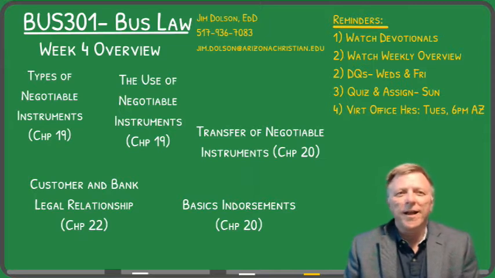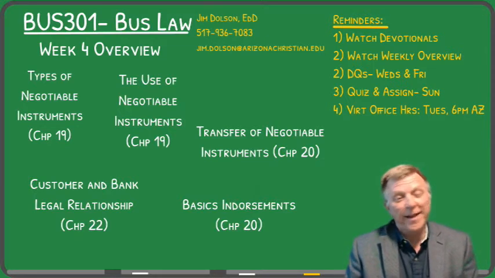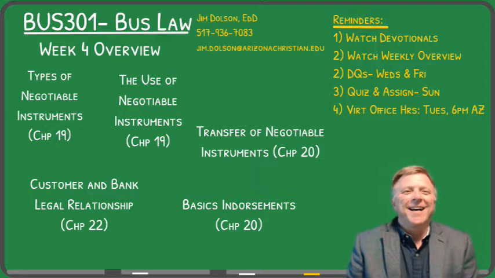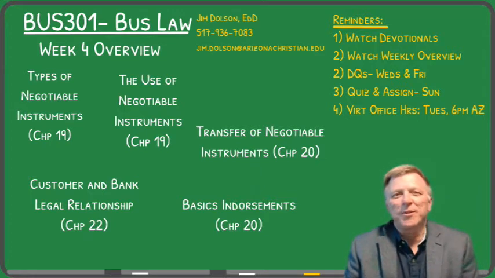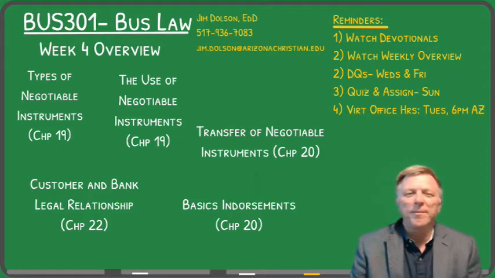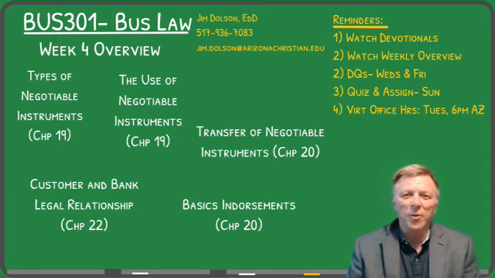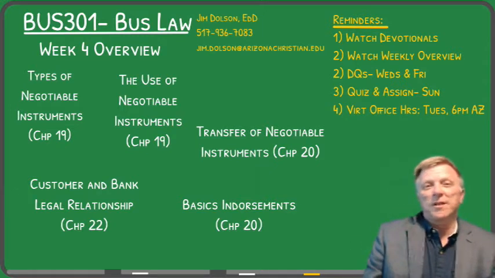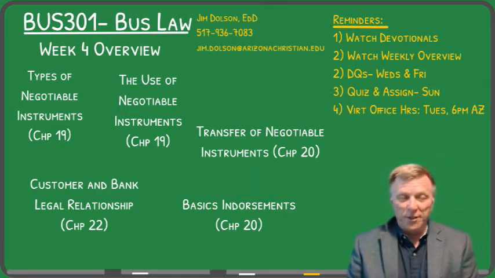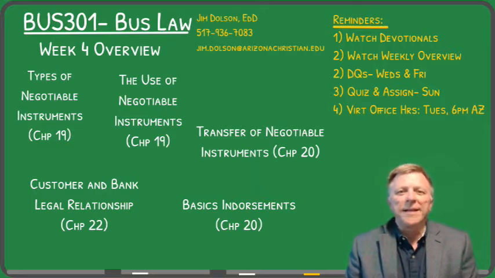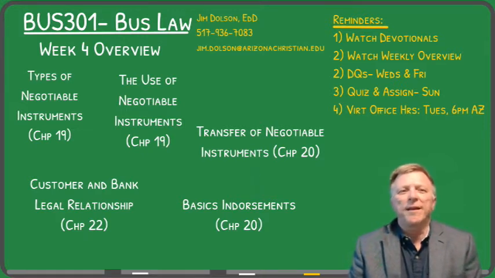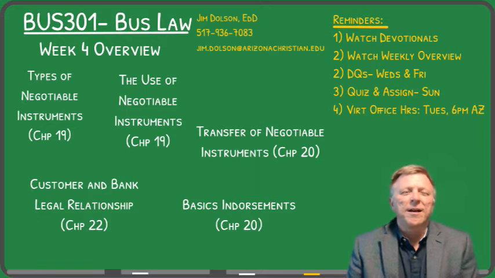This week we're looking at negotiable instruments, not the kind of instruments you play, all right? We're going to look at the types of negotiable instruments and their use in business, as well as some personal examples from your own life. Then also how those instruments get transferred or negotiated. We're going to look at the basics of endorsements, and then at the customer and bank legal relationship that's out there. So let's take a look at these types of negotiable instruments first.